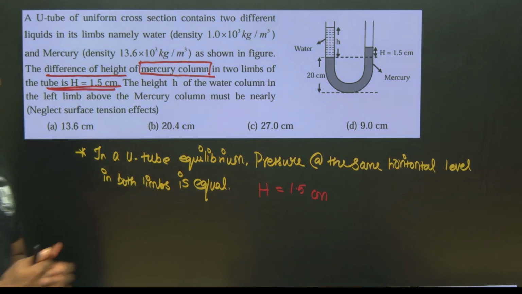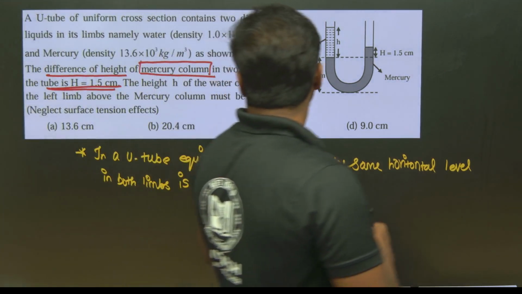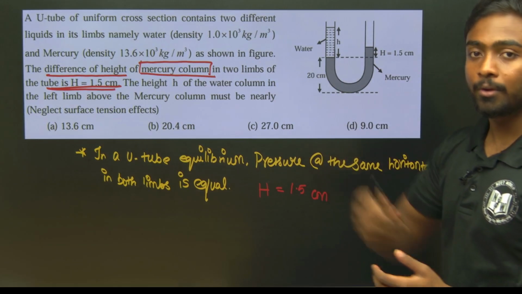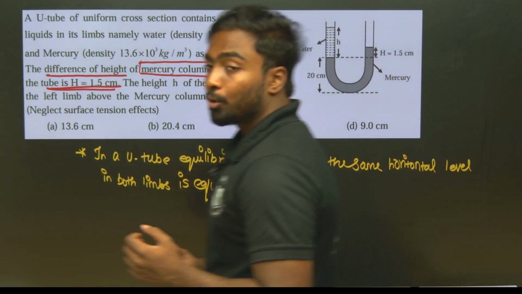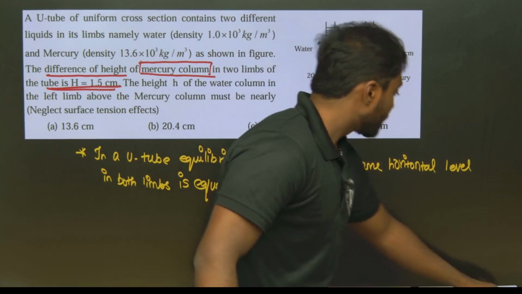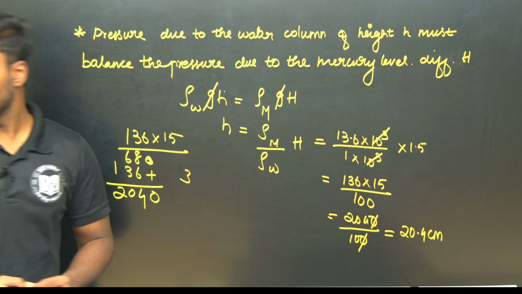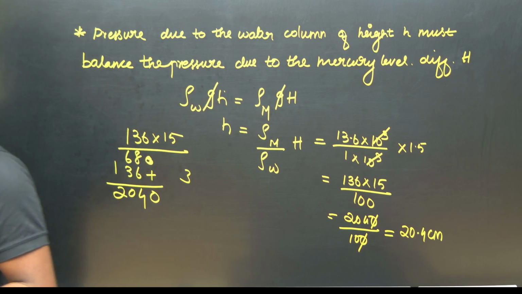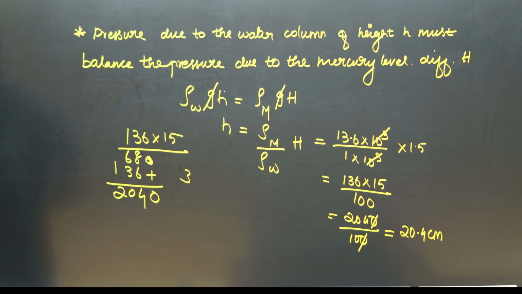This is how you will do the questions whenever they ask based on U shaped tubes. If you got it, we can go for the next question. I'll go for the answer slide, you can see it. If it is completed, we can go for the next question.